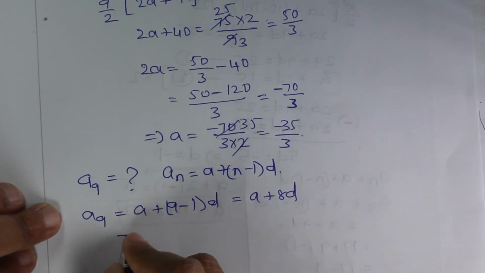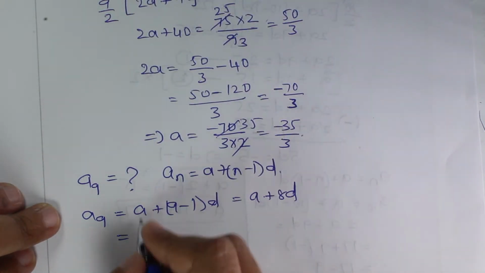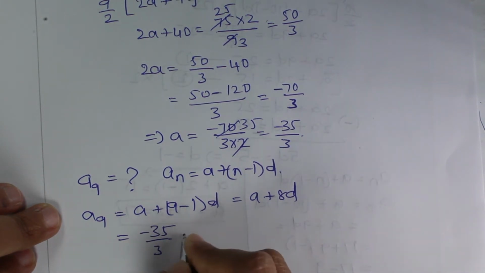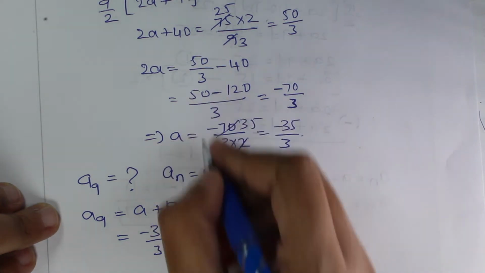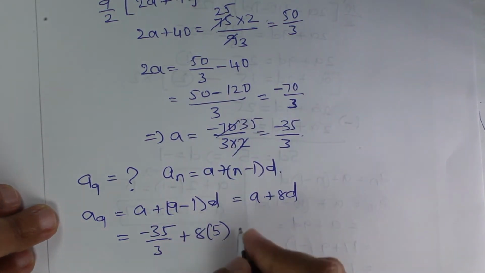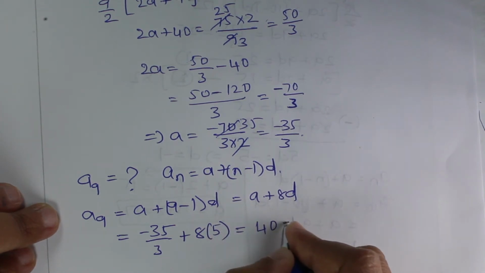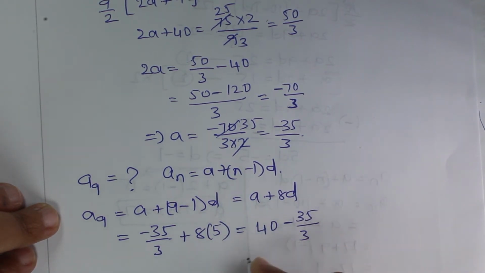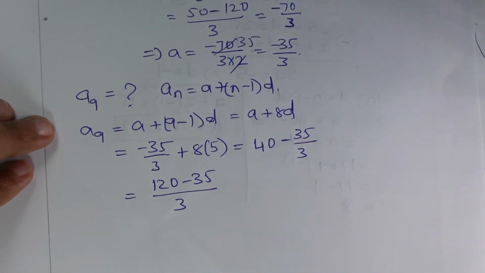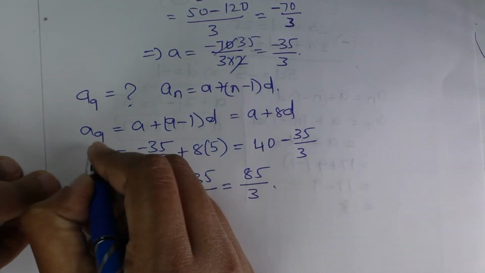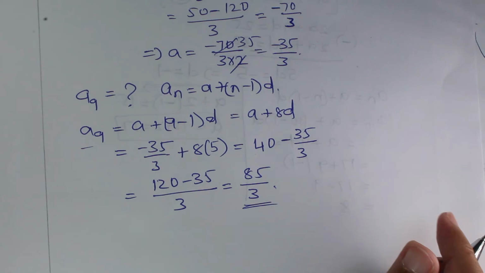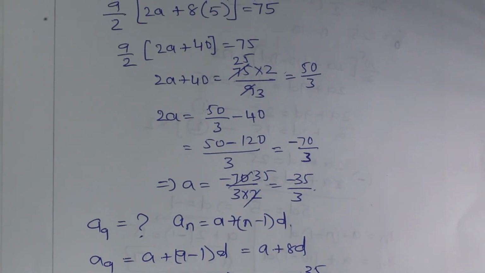So what will be a? The value of a, we got, is minus 35 by 3, plus 8 into common difference d, which is 5. That is equal to 40 minus 35 by 3. That is equal to 4 3s are 120 minus 35 by 3. That is equal to 85 by 3. So the a9 value is 85 by 3. Hope this is clear for you.